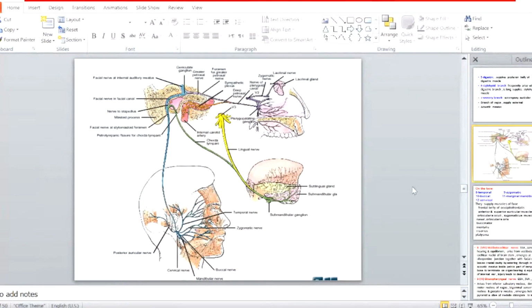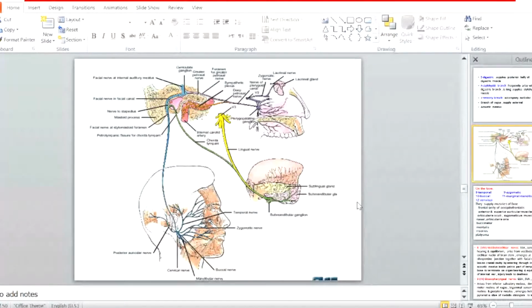So the facial nerve in general has four components. Its motor component supplies all muscles of facial expression, the posterior belly of digastric, stylohyoid, stapedius, the auricular muscles, occipitofrontalis, and the platysma of the neck. Taste fibers come from the anterior two-thirds of the tongue. Preganglionic parasympathetic fibers go to two ganglia, the pterygopalatine ganglion and the submandibular ganglion.